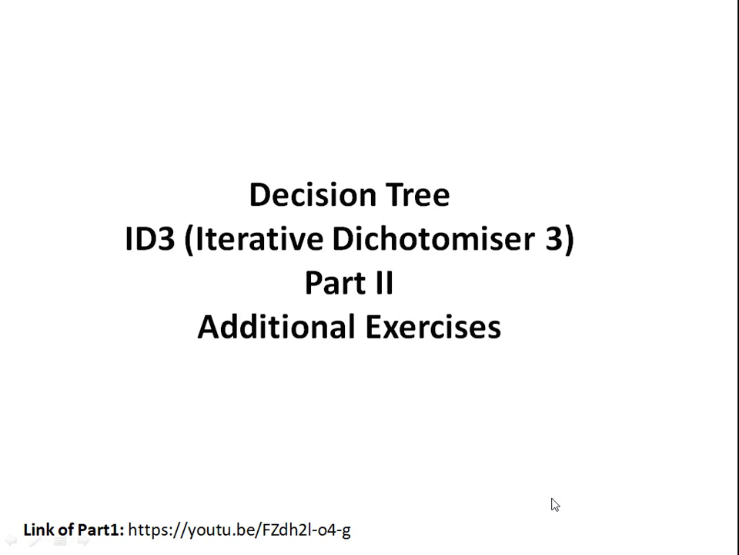Topic of this video is Decision Tree ID3 Iterative Dichotomizer 3 Part 2 Additional Exercises. In Part 1, I have already explained the concept of information theory such as probability and entropy in detail with example and the role of probability and entropy in decision tree.